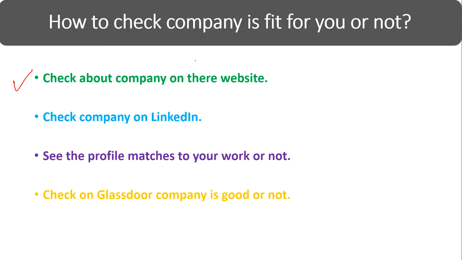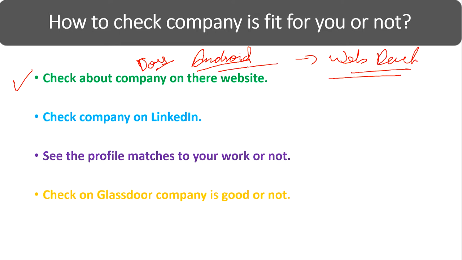Suppose I want to work on Android app development, and the company does not work on Android app development. It works on web development. So you have to check on the company website whether they work on it or not, because some companies just put that they are recruiting for software engineer and software developer, but don't say what kind of work you have to do. Mostly companies tell you whether you have to work on Android or web development.